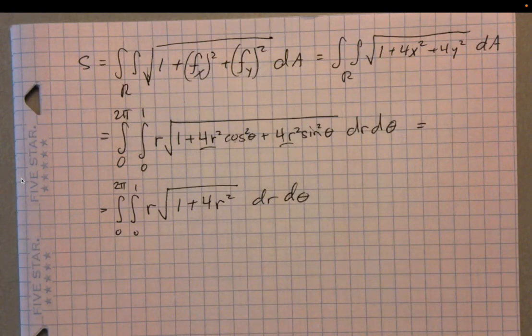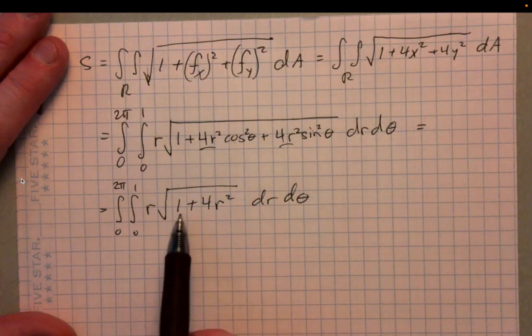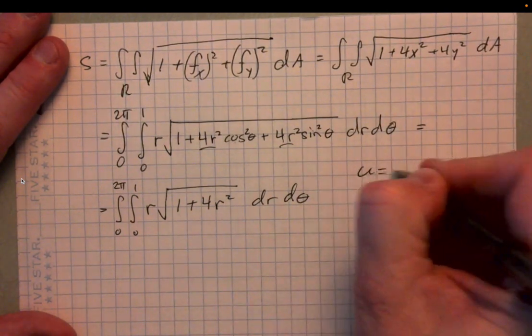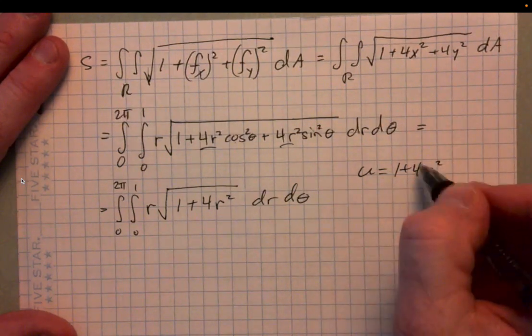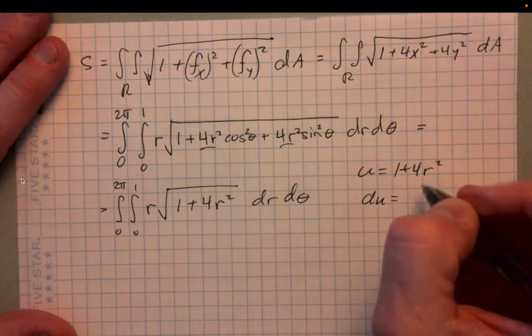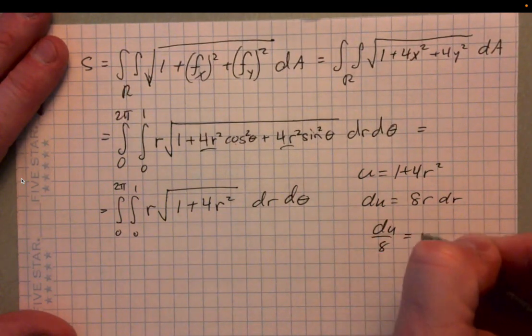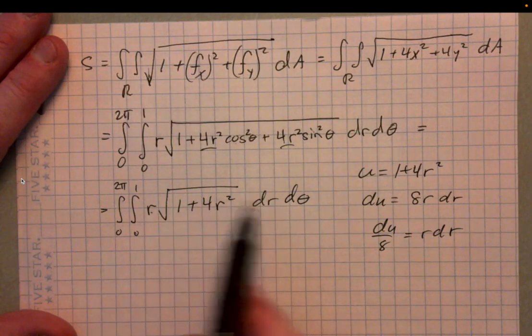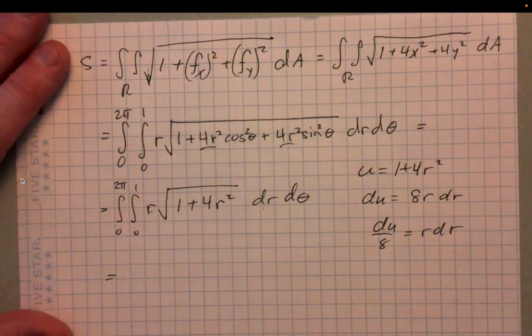Okay, and can we integrate this? Yeah, we can use a u substitution on this. You could use u equals 1 plus 4r squared. So just to look back at that for a second, u equals 1 plus 4r squared, then du is equal to 8r dr, and du over 8 equals r dr. So you have the r dr here, and then this is just square root of u, right?